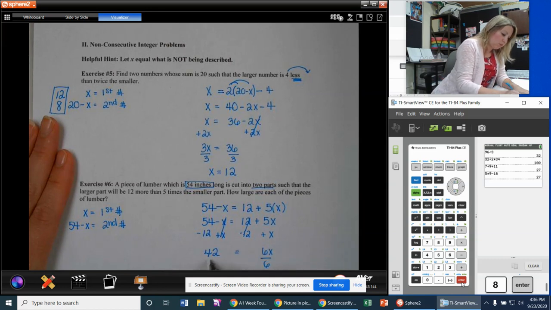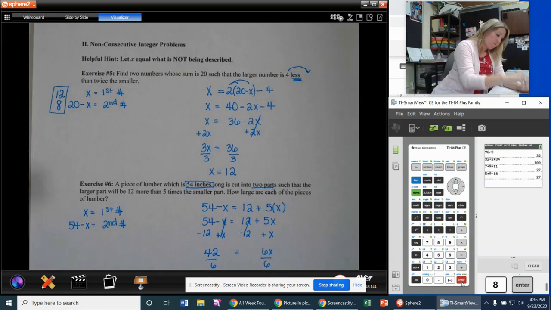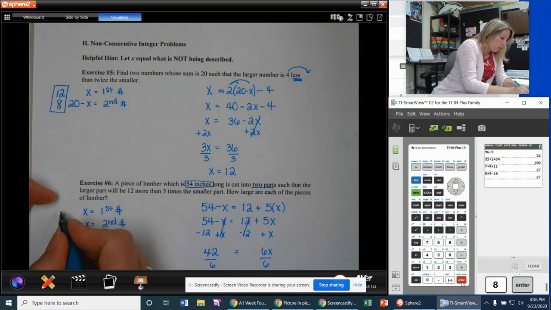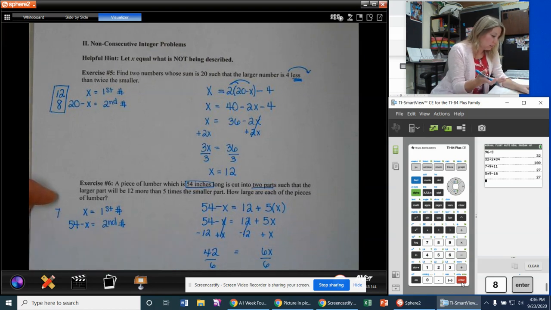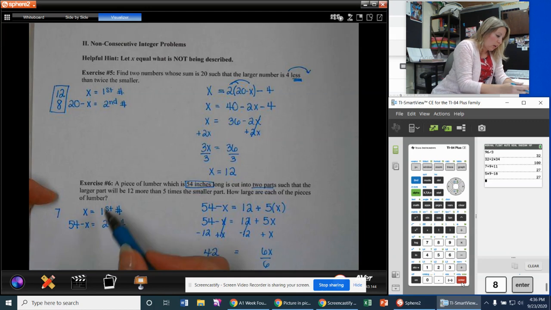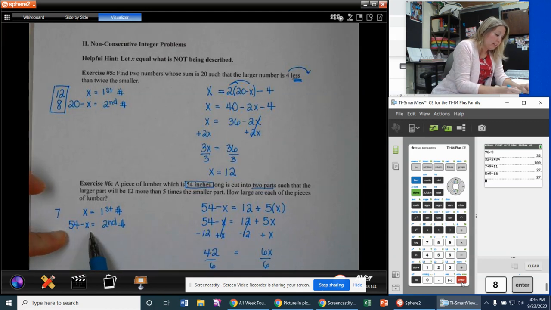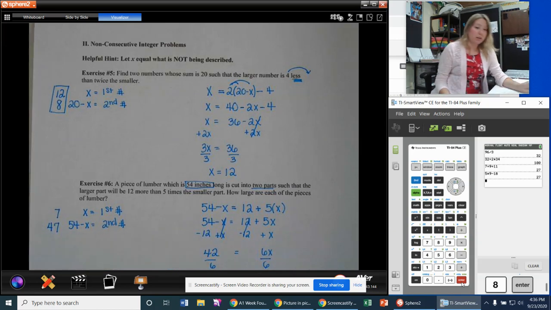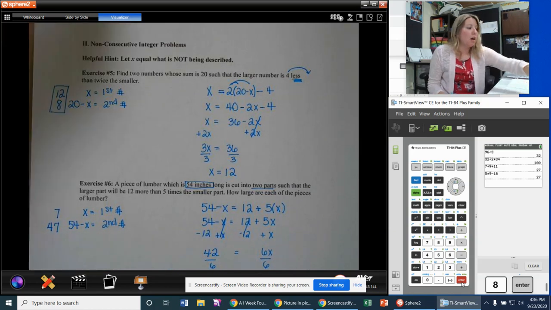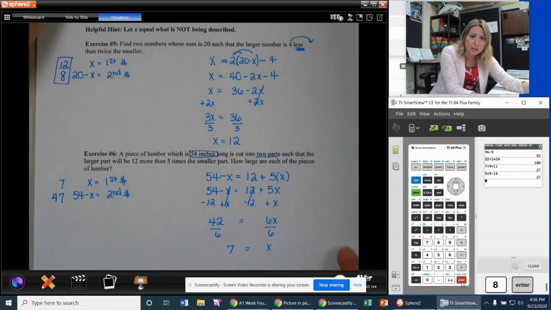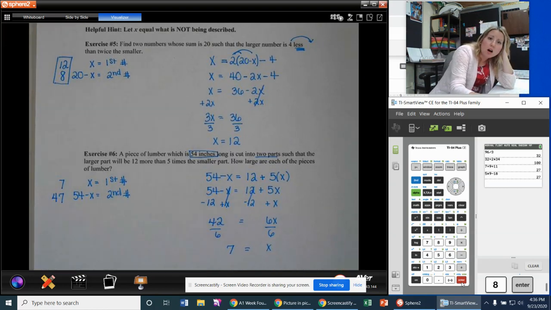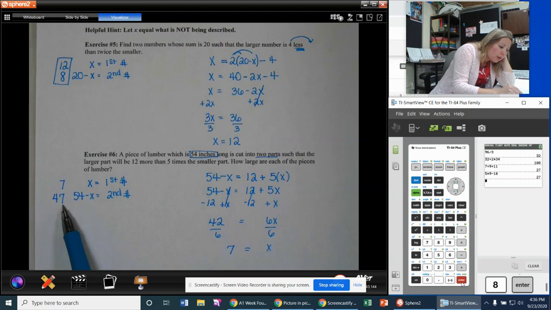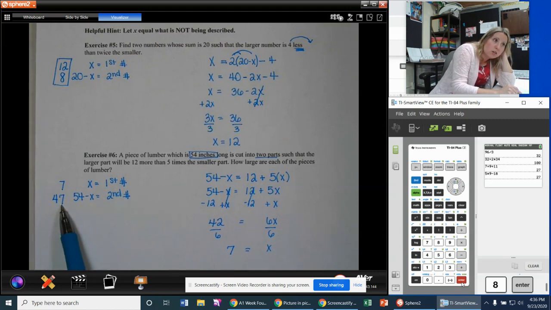Divide both sides by 6. I get x equals 7. What does that mean? Okay, that means that my first number is 7, and that's supposed to be my smaller number. And 54 minus 7 is my second number, so that would be 54 minus 7 is 47. And oops, I'm so sorry. Let's think about that for a second. This is definitely the smaller, that's definitely the larger, so that's good. 7 plus 47 is 54.